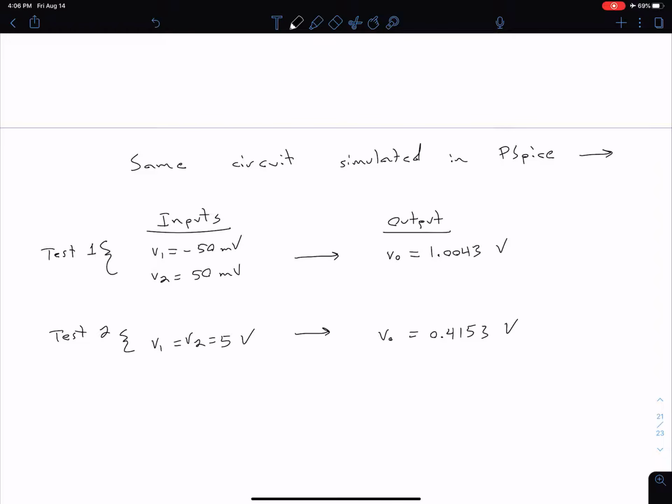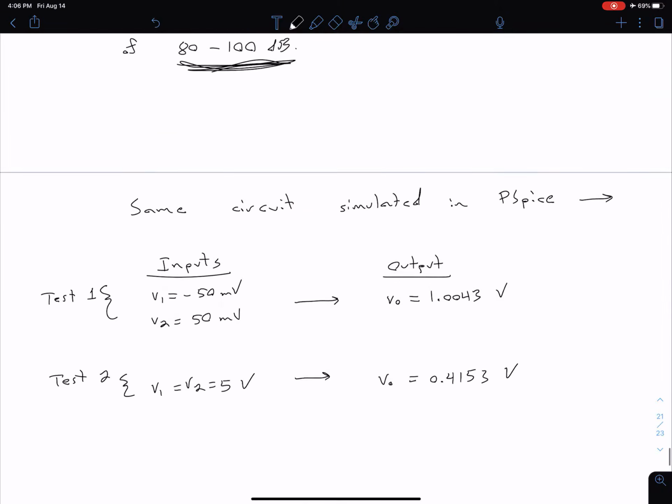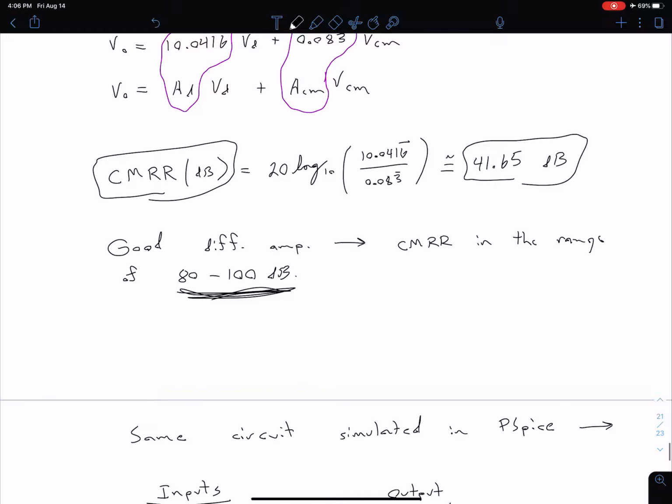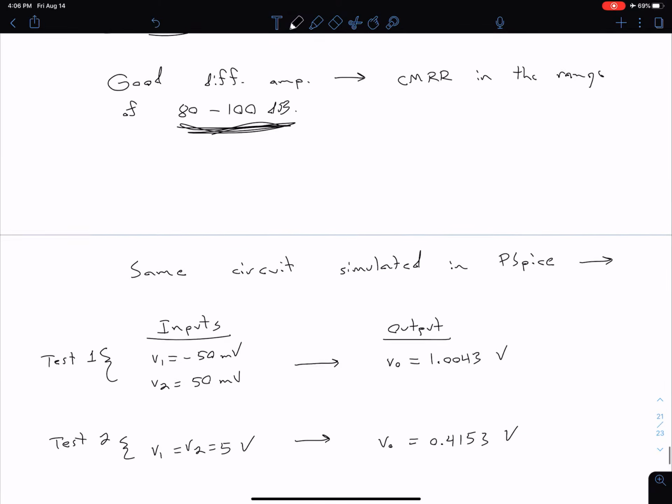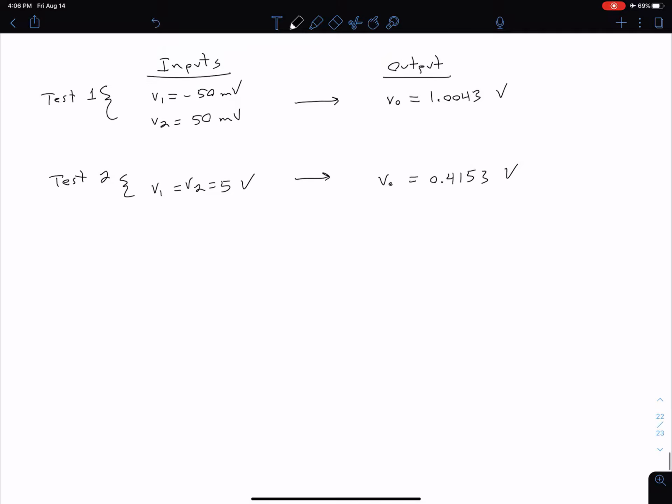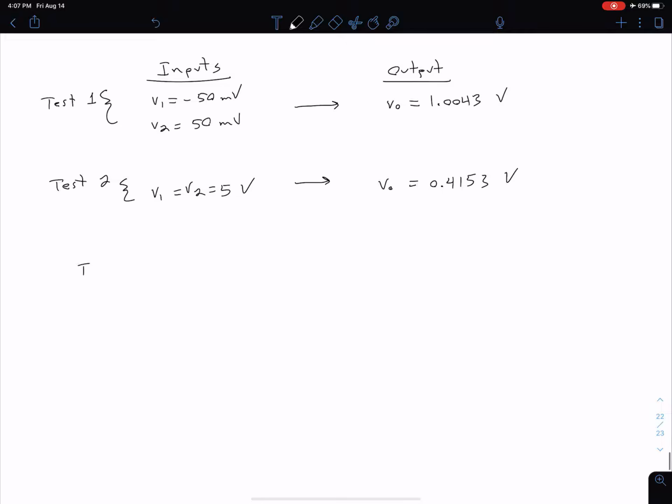Okay, so what we're going to want to do is try to find that common mode rejection ratio again. And hopefully it's going to end up being the same as what we calculated by hand, knowing the resistance values, or the ratios of the resistance values at least. So let's look at our test 1 case first. From our test 1 case, we have that our differential voltage, VD, which is equal to V2 minus V1, is going to be equal to 50 millivolts minus a negative 50 millivolts, which is 100 millivolts. We can also write that as just 0.1 volts.